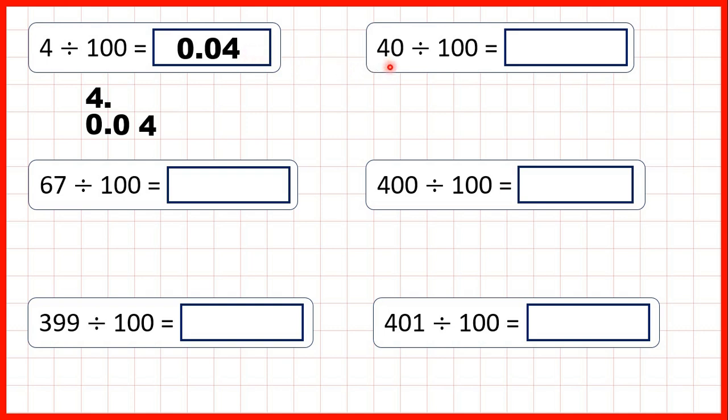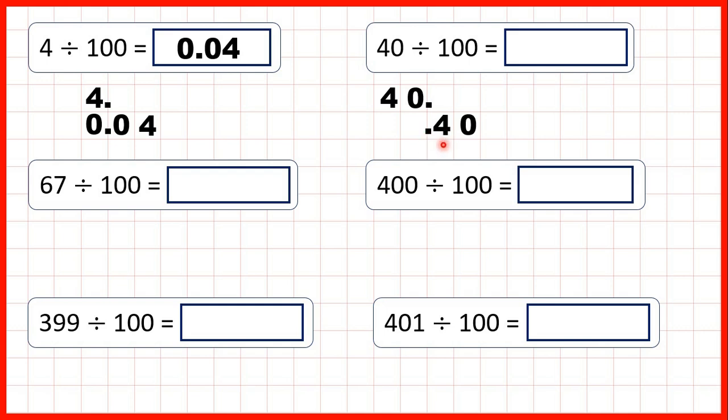Now we have 40 divided by 100. So again, we write out the number 40 with a decimal point on the end. We copy down the decimal point. We're dividing, so the digits are moving to the right, and we're dividing by 100, which has 2 zeros, so the digits will move 2 squares to the right.